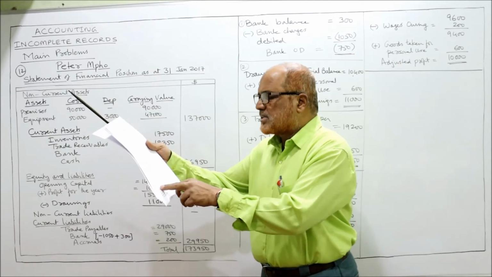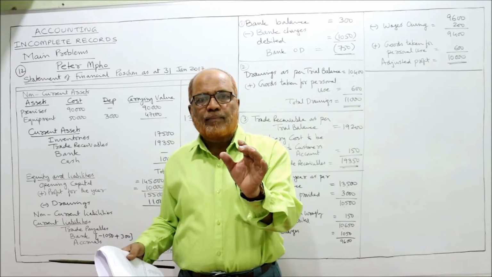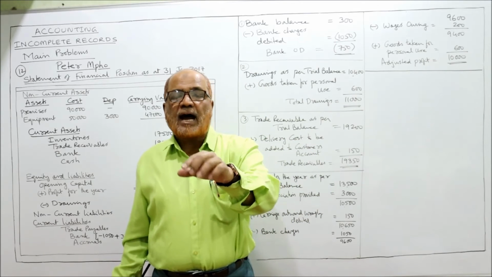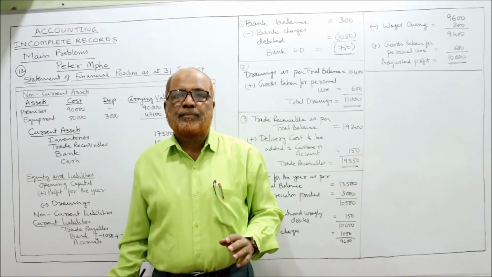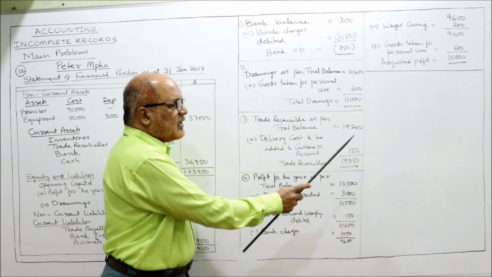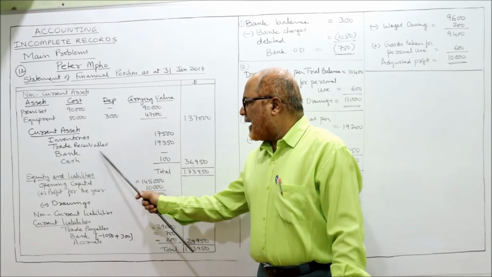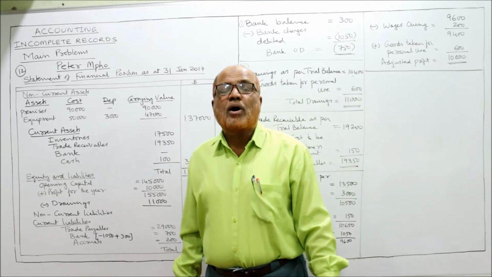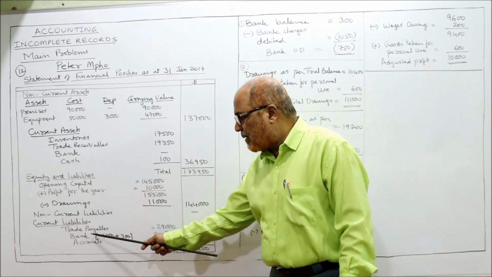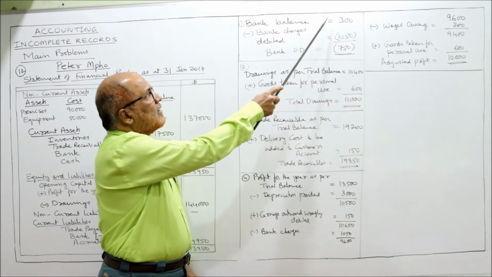Trade receivable, here it is given 19,200. 19,200 trade receivable. But adjustment, I told you, $150 delivery cost had been agreed to be paid by the customer. Customer had agreed to pay $150. So $150 will be added. So 19,350 is the amount due from customers, trade receivable. Bank balance nil. Because we don't have positive bank balance, we have negative bank balance. When negative bank balance is there, it will come under bank overdraft. The trial balance, bank balance is given 300.